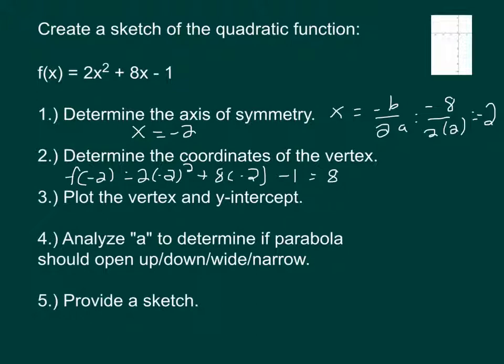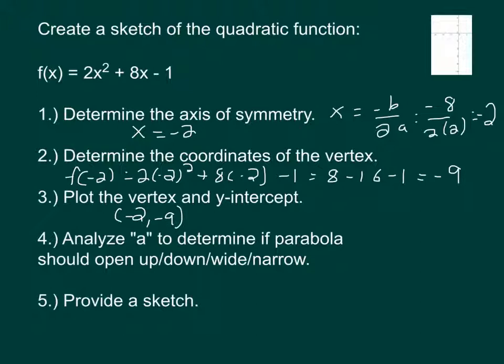8 times negative 2 is negative 16. And then I have the minus 1. 8 minus 16 is negative 8. Minus 1 is negative 9. So the vertex is going to be the point negative 2, negative 9.